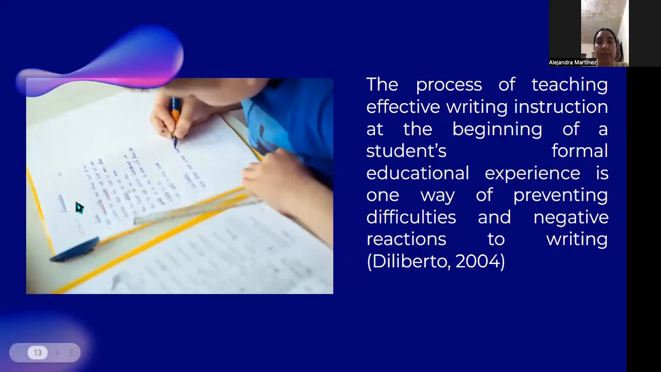So writing is a difficult task for most students, and therefore quality instruction is needed daily. A high quality writing program will provide a balance between opportunities for students to engage in writing that is meaningful to them. It will also allow them to receive explicit instruction in the skills and strategies they need to become proficient writers. Providing effective writing instruction at the beginning of students' formal education is one way of preventing difficult and negative reactions to writing.